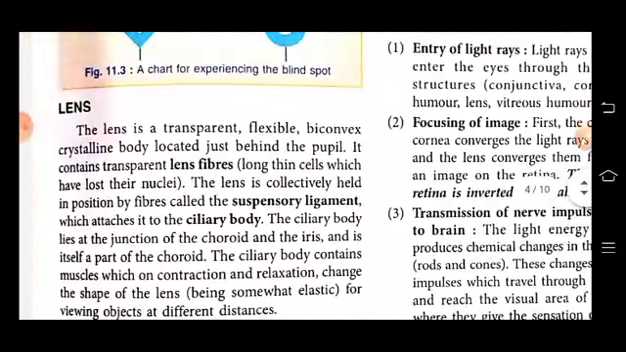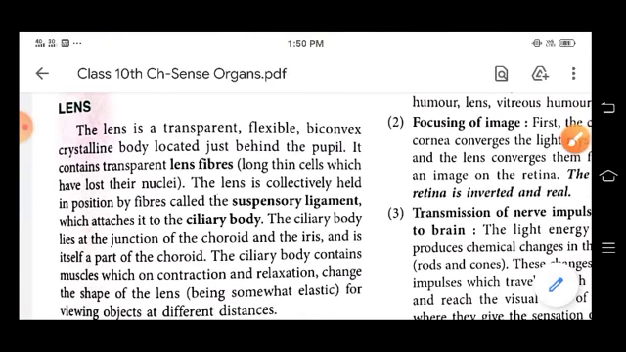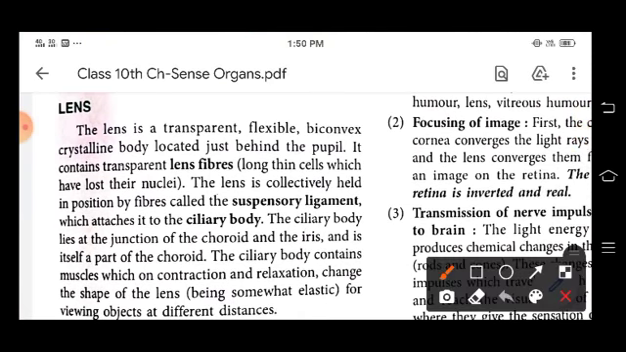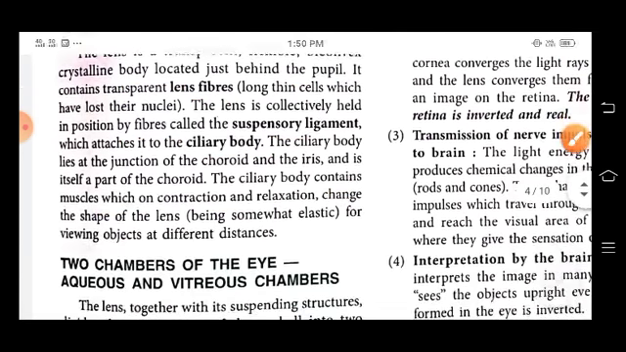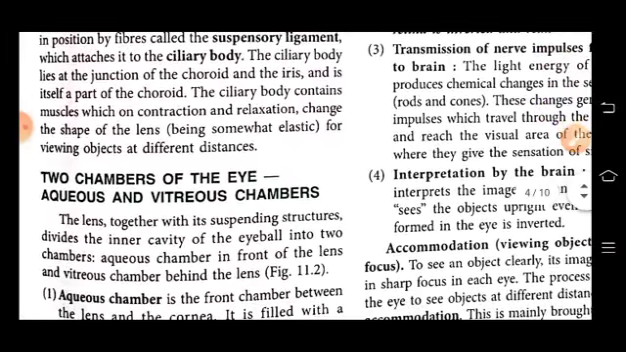Now the lens. It is a transparent, flexible, biconvex crystalline body which is located behind the pupil, and it contains transparent lens fibers. It is held in position by fibers known as the suspensory ligament, which attach to the ciliary body. Now the ciliary body contains muscles which, on contraction and relaxation, change the shape of the lens for viewing objects at different distances.